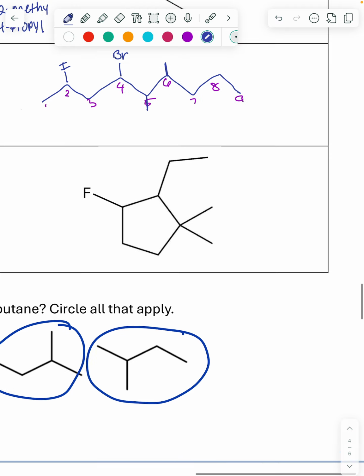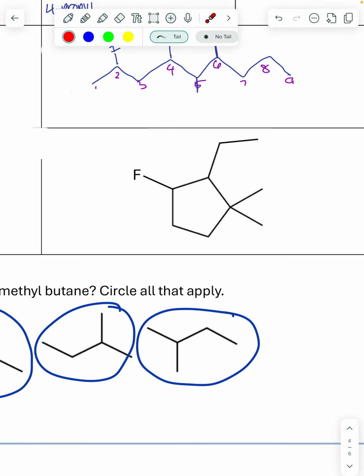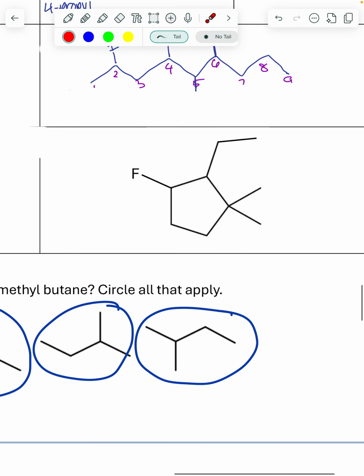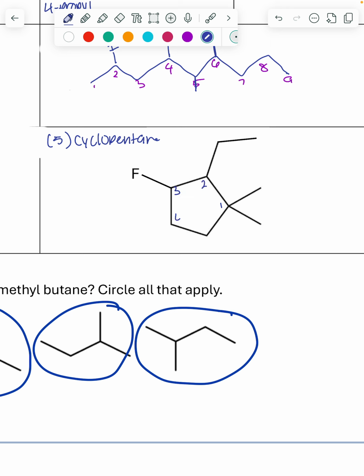Now let's look at this. So first, we know that cyclo is the parent chain because cyclo is always going to be the parent chain. So it's 1, 2, 3, 4, 5. Pentane is 5. So it's cyclopentane. And if we're numbering this, let's number it this way. So 1, 2, 3, 4, 5.